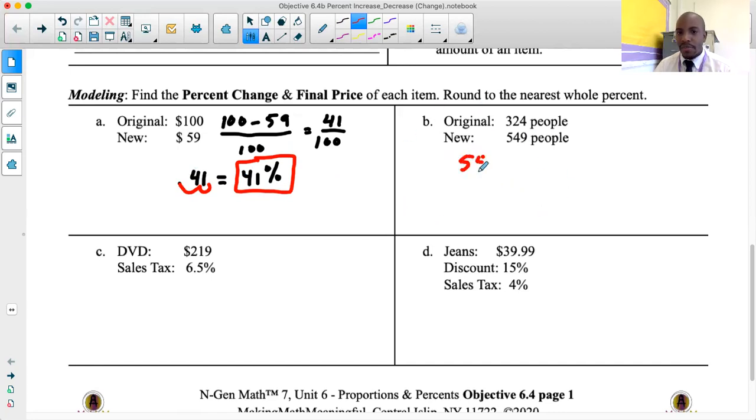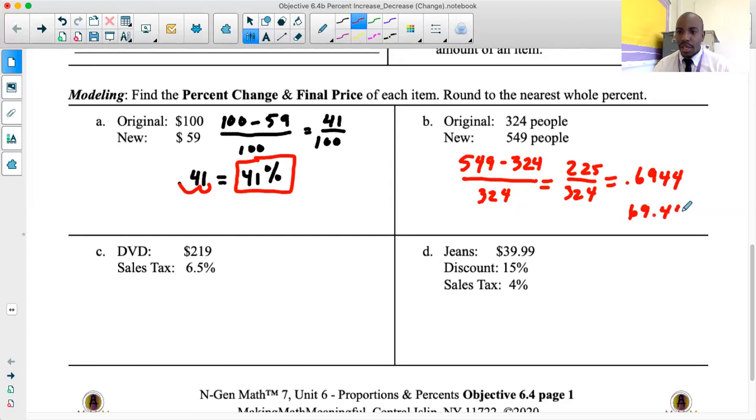You could do the same thing with B. Find the difference of the 2 numbers, put it over the original, and then you can multiply this by 100. I believe this is 225 all over 324. And I'm hoping you have your calculators with you so that you could calculate these answers, right? It would make it a little bit easier for you to do the work. If you want to do long division, feel free. And turning that into a percent is 69.44%.